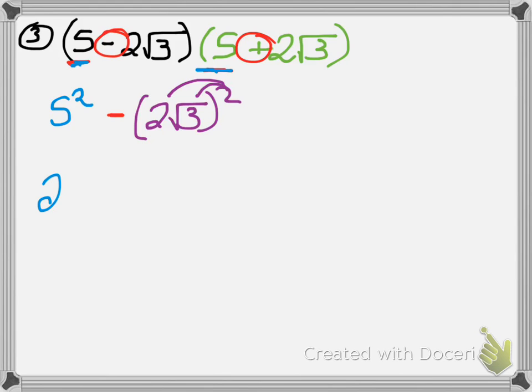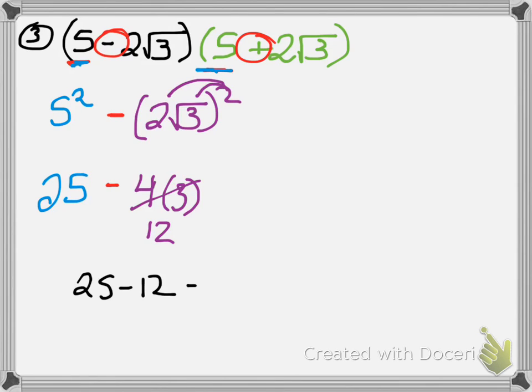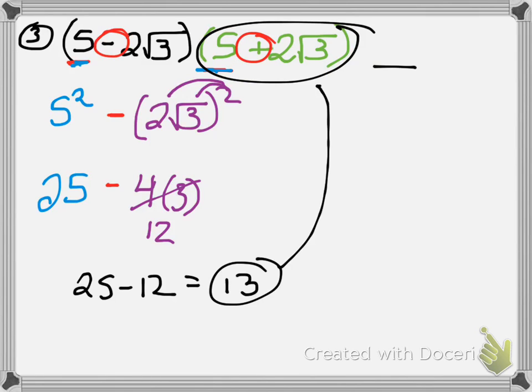So we have 25 minus 2 squared, which is 4. What does a square root squared do? Makes it a solid number, takes away the root. What's 4 times 3? 4. So our final answer is 25 minus 12, which is 13. So our two answers are the conjugate pair and that's the answer.